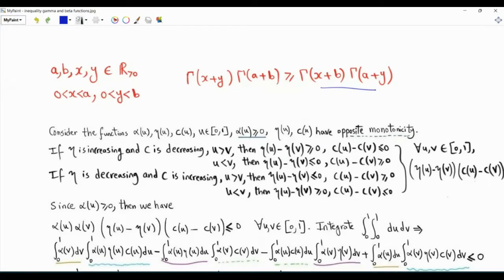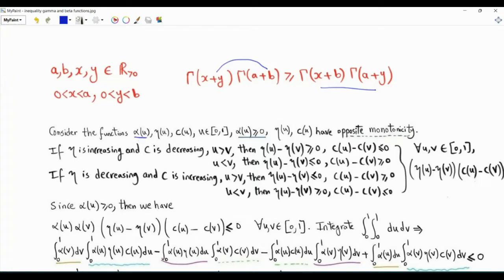Now, note that this side here is like this side with Y and B swapped. We will prove a general inequality that will help us in handling this inequality here. So we have three functions, alpha of u, eta of u, c of u. They are defined for u from 0 to 1.